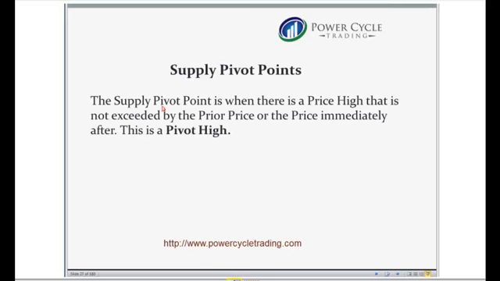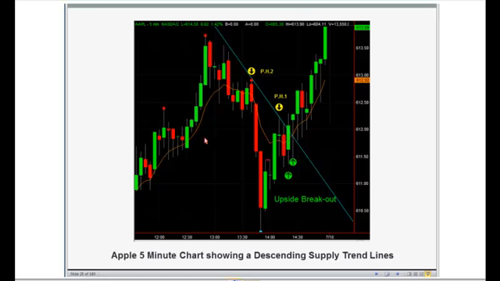So what it starts off with is what we call the supply pivot point, and this is when there is a price high that is not exceeded by the prior price or the price immediately after. This is referred to as a pivot high. So when you're drawing trend lines, you always want to go from the most current price. Current price is more valuable than historic price. We're more interested in what's going to happen next than what happened in the past. So if you think about it logically, you should be more concerned with current price and then move to the left of the chart for past price.